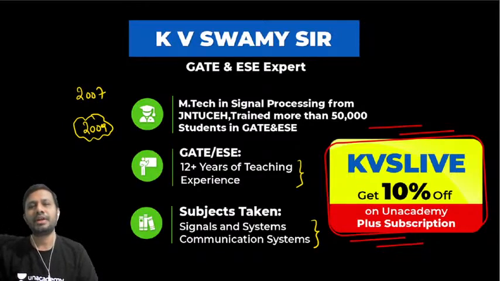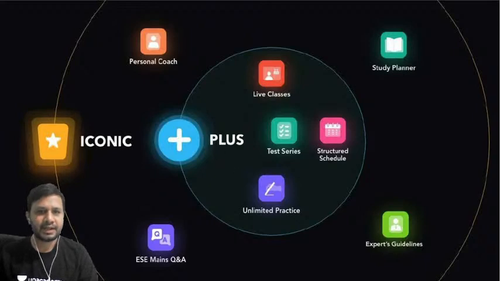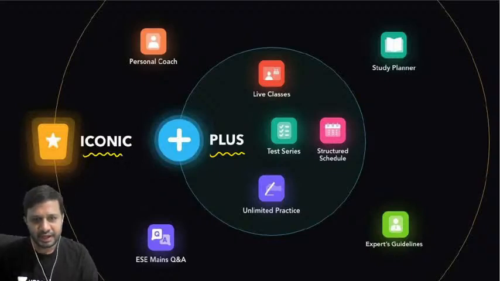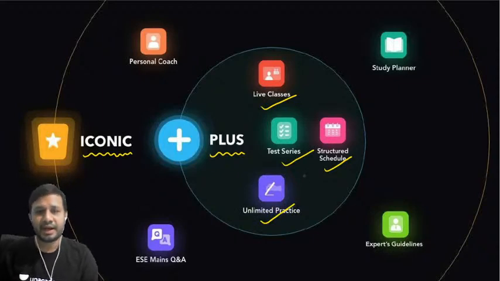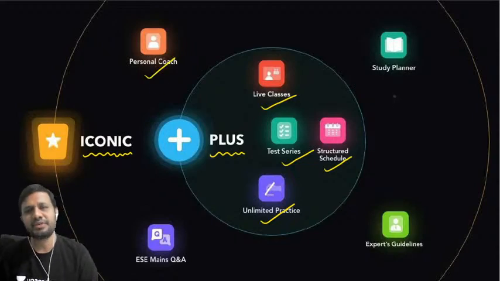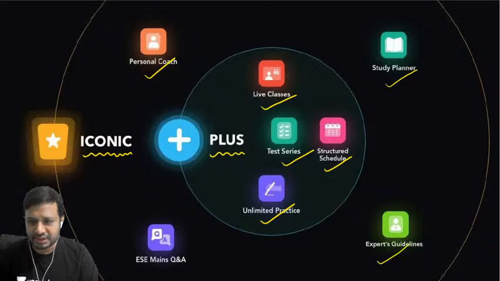First of all, we'll see what courses are available in Unacademy for GATE. As far as GATE is concerned, we have two types of courses here. The first one is the Plus subscription and the second one is the Iconic subscription. In the Plus subscription, the student is exposed to live classes, a structured schedule is given, many test series are there, rank improvement batches are there, and unlimited practice will be there. Apart from this, we have one more type of subscription known as the Iconic subscription, in which the student will be under the supervision of an experienced educator known as a mentor. Here a personal coach is given to the students, a detailed study planner is given, expert guidelines are given, and we have mains, ESE mains questions and answers also in the Iconic subscription.